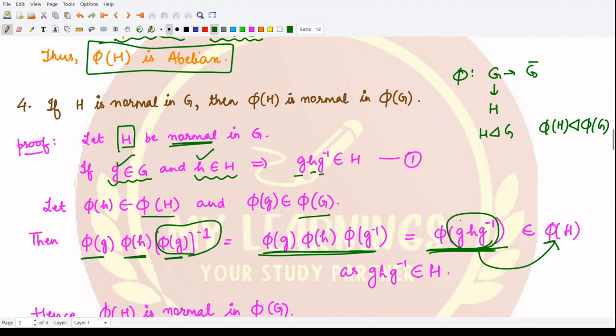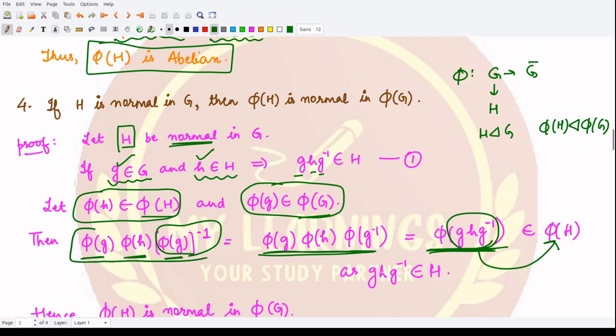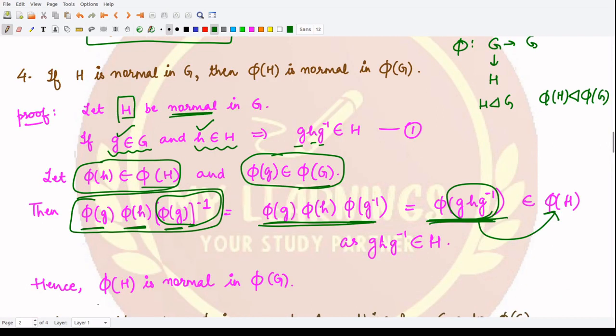So we have proved that if you take any two elements, one from phi of H and another from phi of capital G, then phi of g, phi of h, phi of g inverse is present in phi of H. Hence this phi of H is also normal in phi of G, and this is what we wanted to prove as our fourth property.